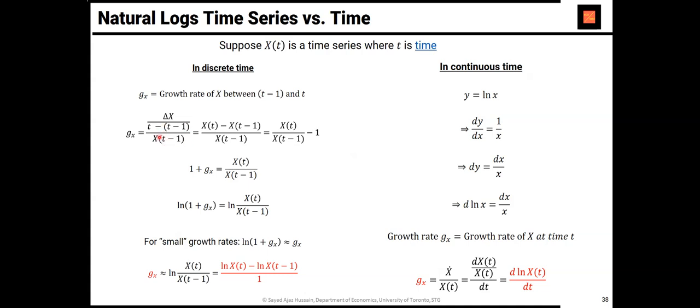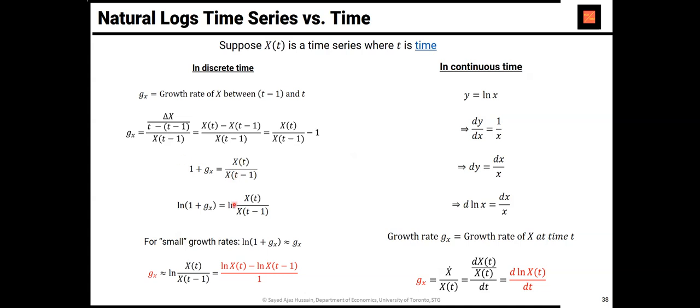Well, because you're in discrete time, this is your change in x, x_t minus x_{t-1}. And the change in periods is how many periods have gone by? Well, exactly 1 period, right? So t minus (t-1) is, of course, 1 period. So you'll be dividing delta x by 1, which, of course, is delta x, divided by x_{t-1}. With a little bit of rearrangement, I get this. And now notice that if I take 1 to the other side, I get 1 plus the growth rate is equal to the value of x today divided by the value of x yesterday.